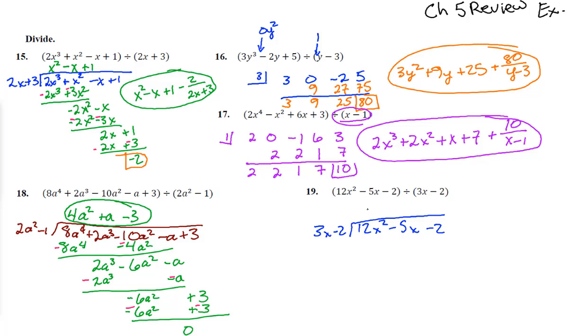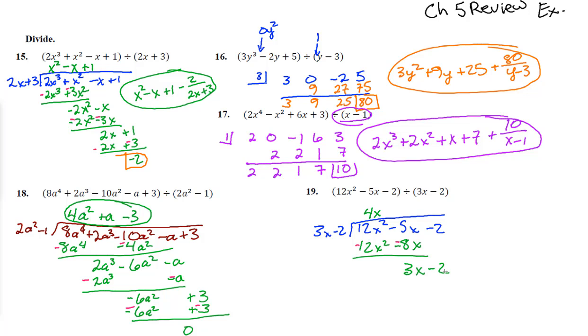All right, so 3x goes into 12x squared, 4x times. 3x times 4x is 12x squared. Then 4x times a minus 2 is a negative 8x. Don't forget we are subtracting here. You might be tempted to make that a negative 13x, but it is not. It is negative 5 minus minus 8. That's negative 5 plus 8, which is positive 3x.